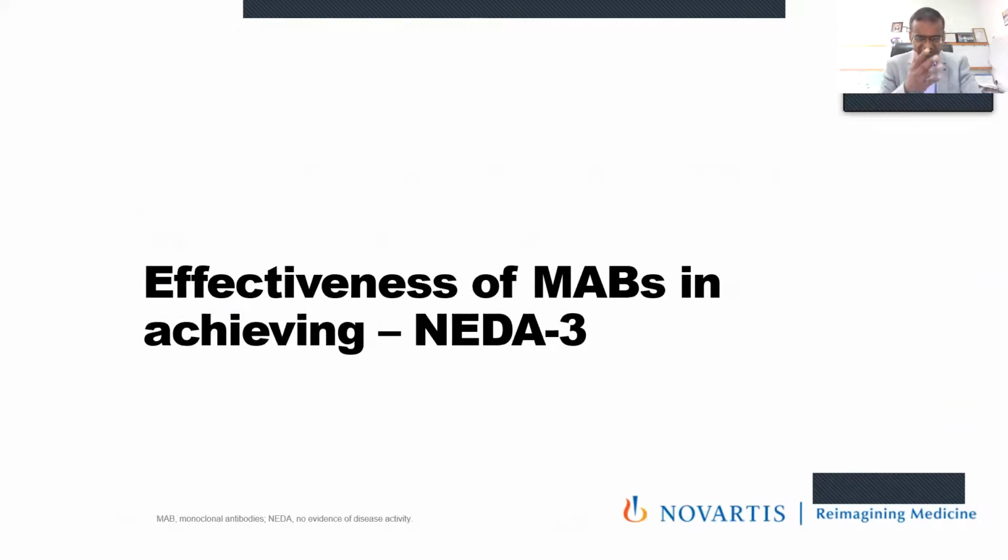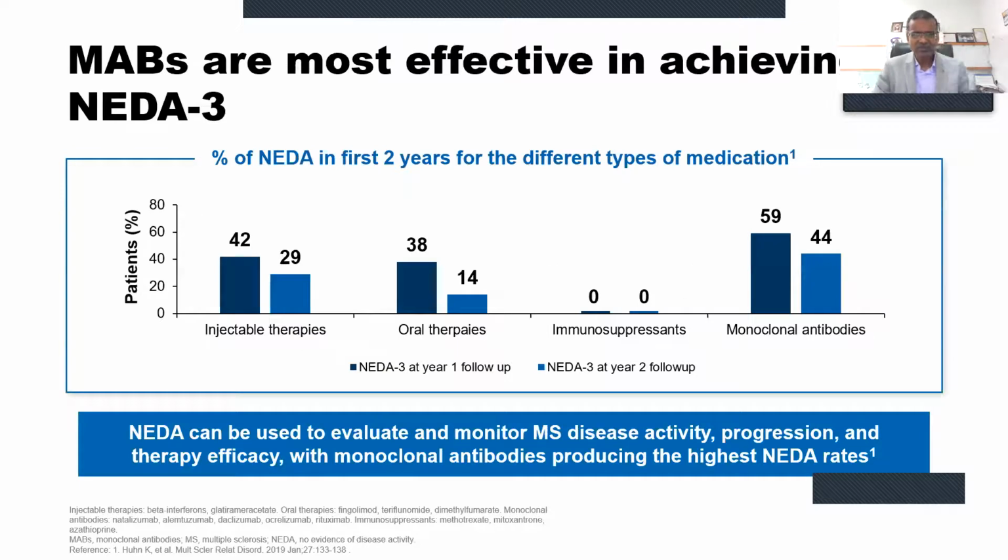Now, in the next few slides, we look at the effectiveness of mAbs in achieving NEDA 3. In this trial, we are looking at injectable therapies, oral therapies, immunosuppressants, which are not commonly used now, and monoclonal antibodies. Injectables included beta interferons commonly, and also glatiramer acetate. Oral therapies mainly teriflunomide and dimethyl fumarate. And monoclonal antibodies, as I mentioned, we have natalizumab, alemtuzumab, ocrelizumab and rituximab. As you can see, the dark blue is NEDA 3 at 1 year follow-up, and the light blue is at 2 year follow-up.